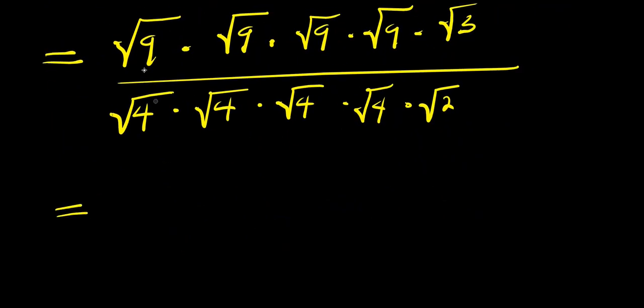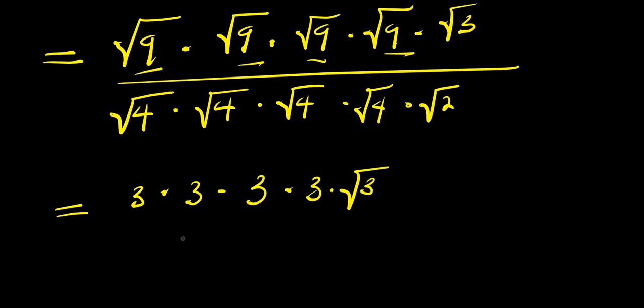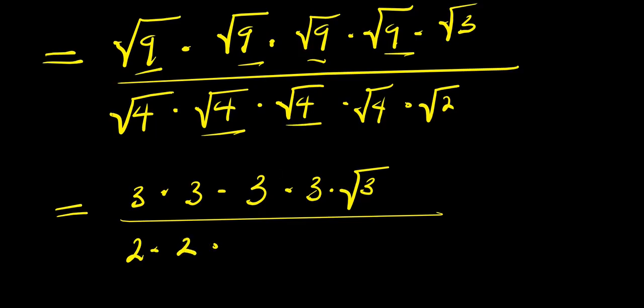So from here, square root of 9 is what? 3. So we have 3 times 3 times 3 times 3 times square root of 3, divided by square root of 4, which is 2, so 2 times 2 times 2 times 2 times square root of 2.